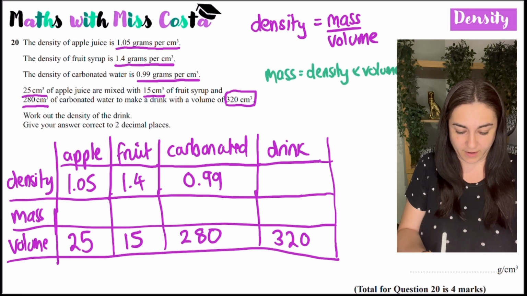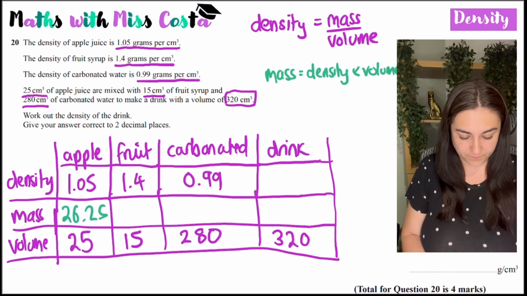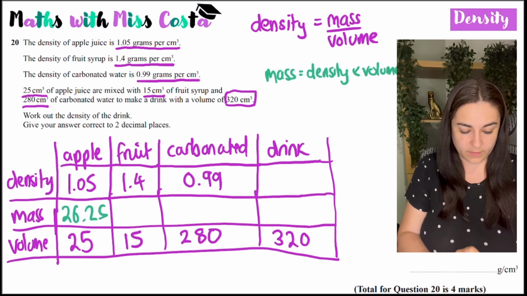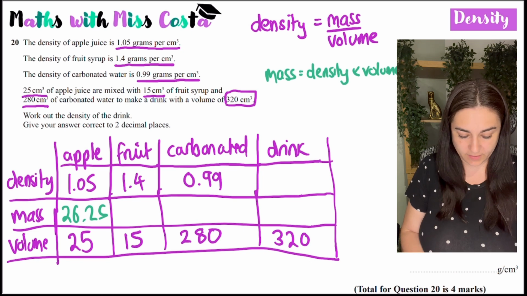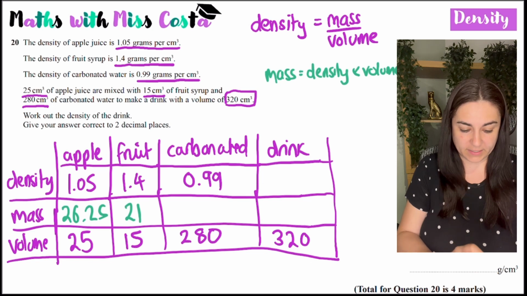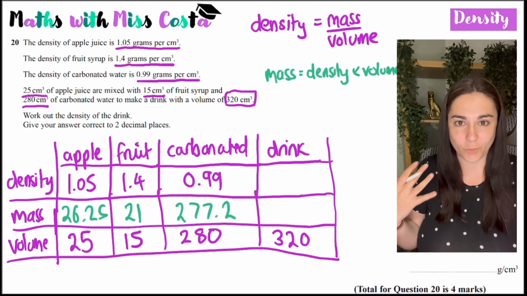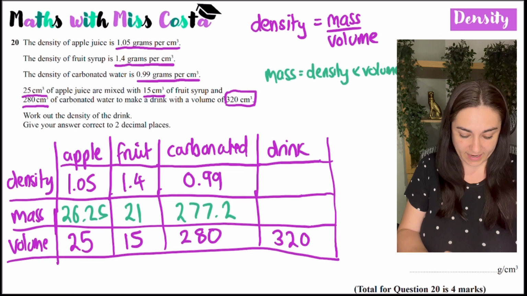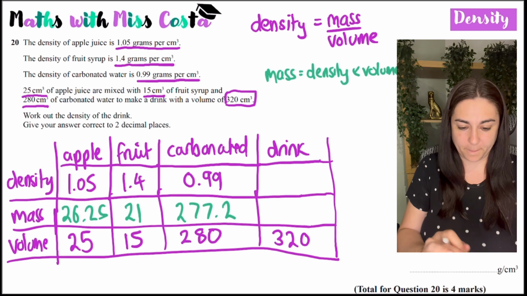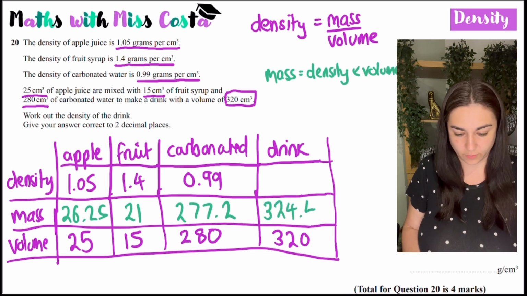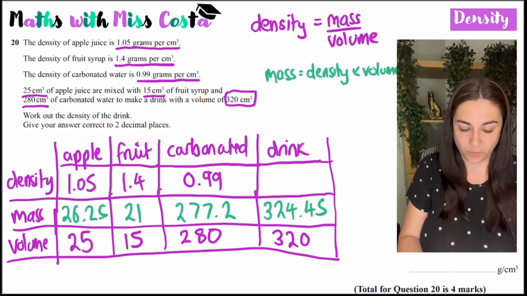So 1.05 times by 25 gives me 26.25. 1.4 times by 15 gives me 21. And 0.99 times by 280 gives me 277.2. So now I can find out what the total mass of my drink would be. So add those three together, 277.2 plus 21 plus 26.25 gives me 324.45.